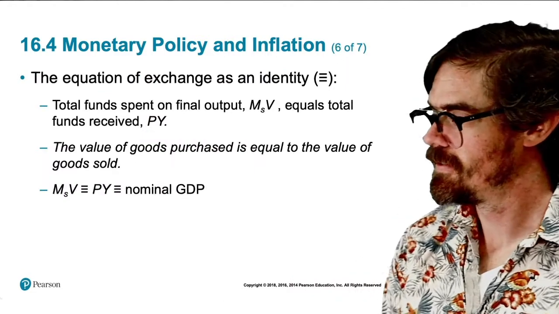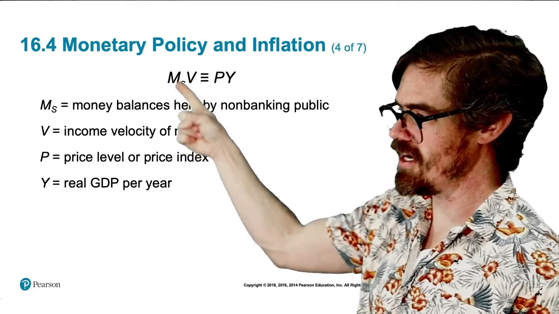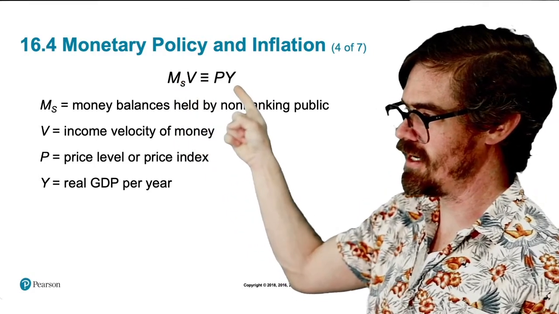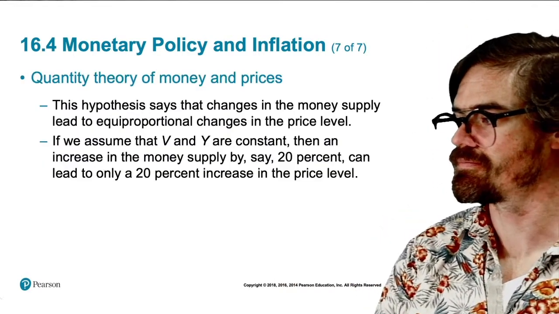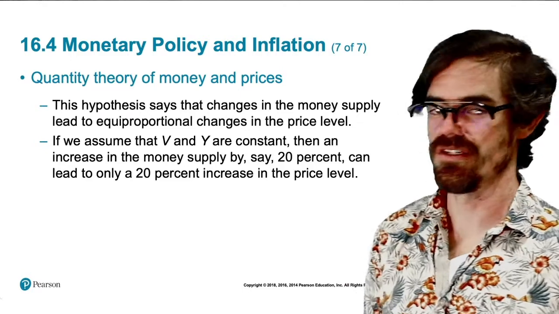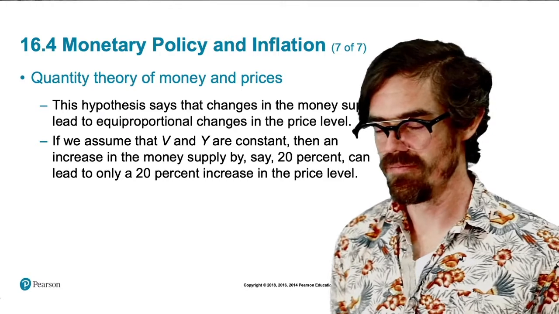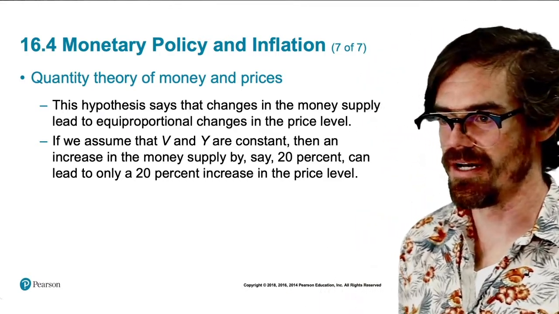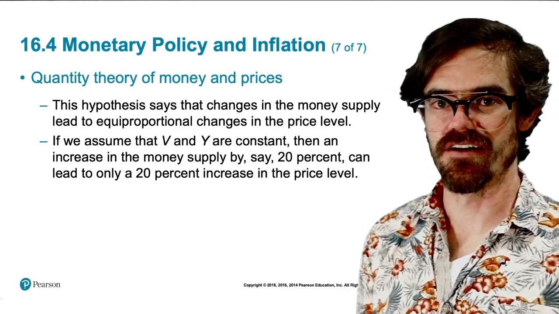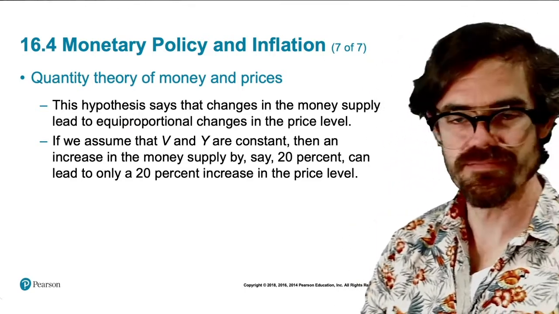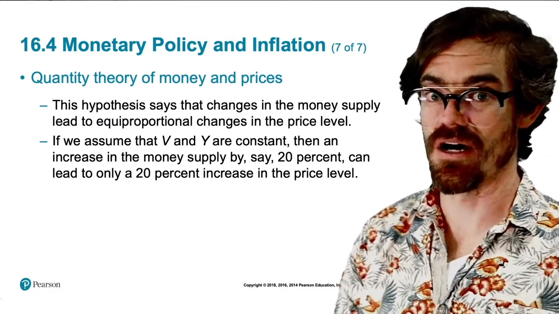Okay, so here we are. If the money supply goes up by 20% and V and Y are staying the same, then P has to also go up by 20%. That's called the quantity theory of money and prices. So in other words, I'm paraphrasing here, but to quote, I believe, Milton Friedman, inflation is everywhere a monetary issue. So inflation just comes from the fact that the Fed is engaging in monetary policy.